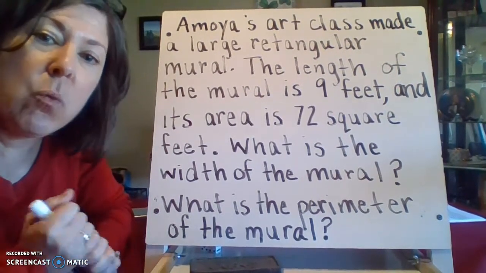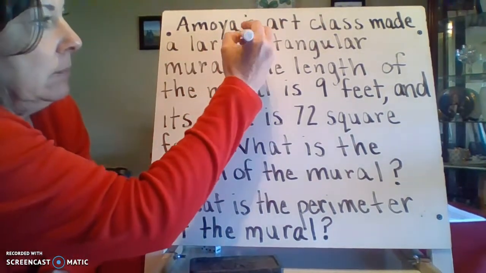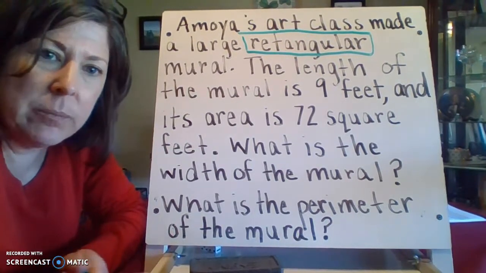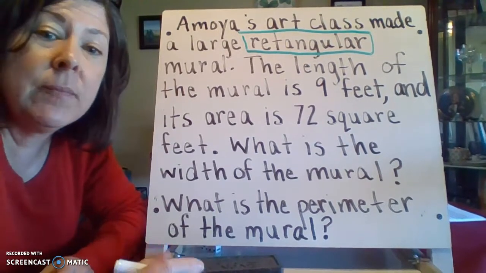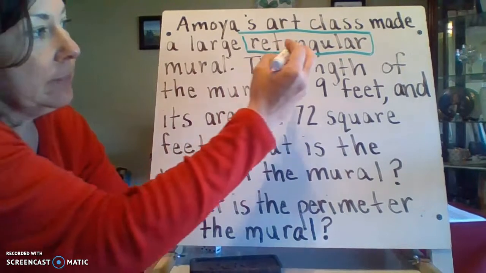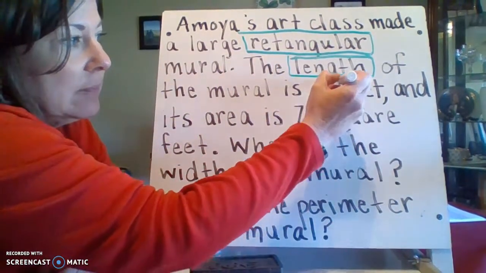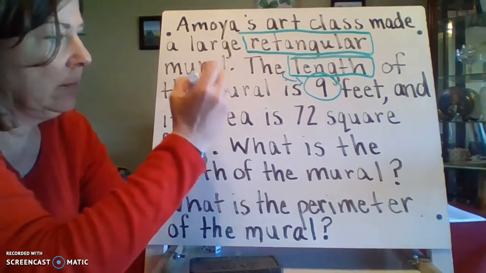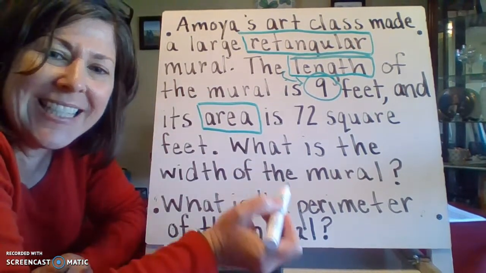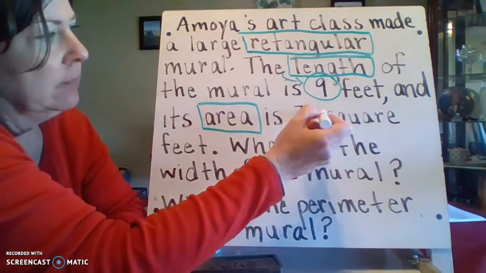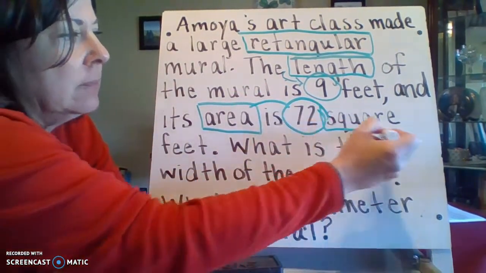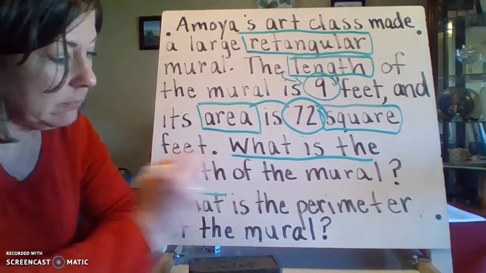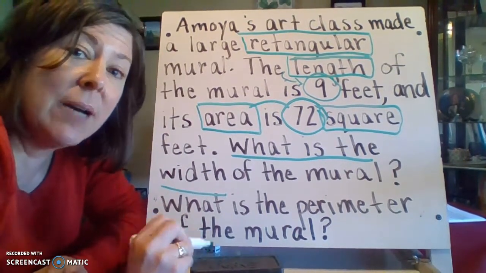Amoya's art class made a large rectangular mural. Rectangular means it will be shaped like a, yep, rectangle. The length of the mural is 9 feet. Even going to draw a little arrow there. The length is 9 and the area is 72 square feet. What is the width? But the second question, what is the perimeter?